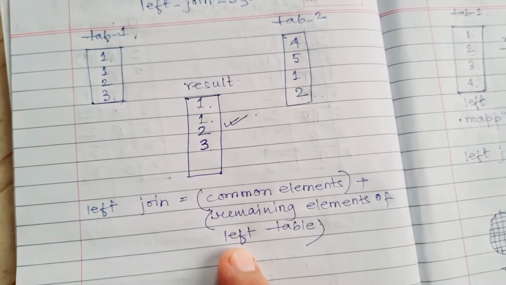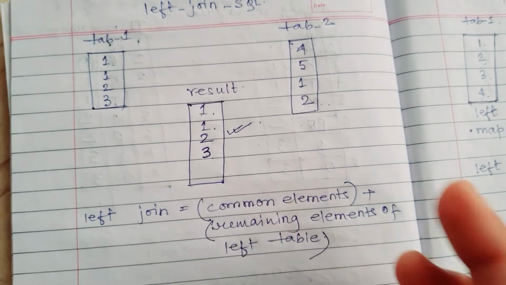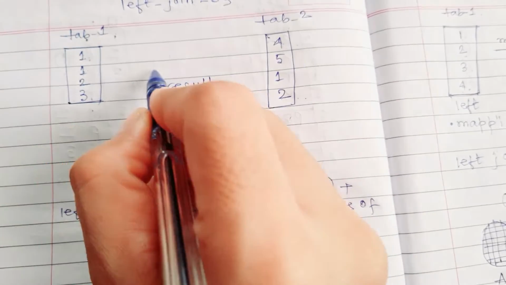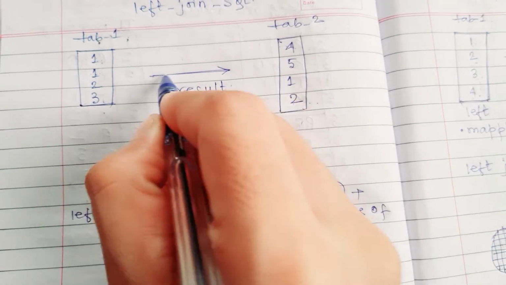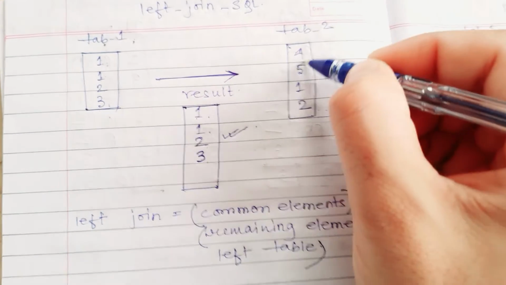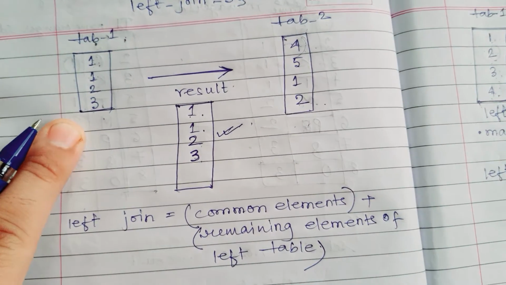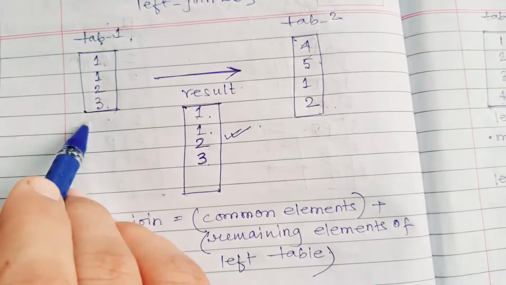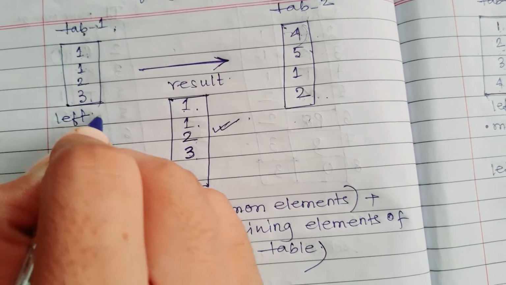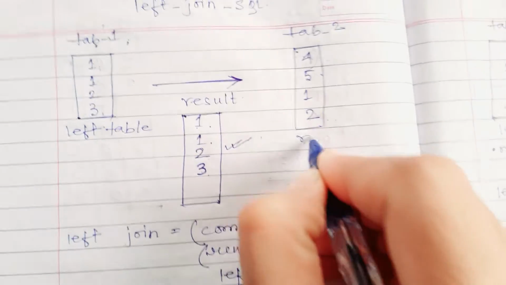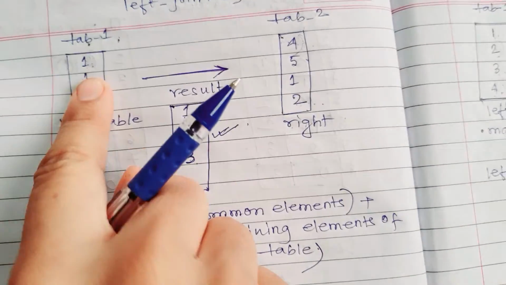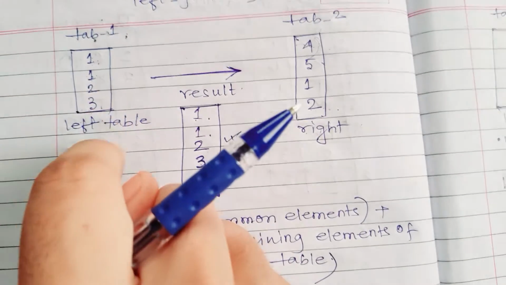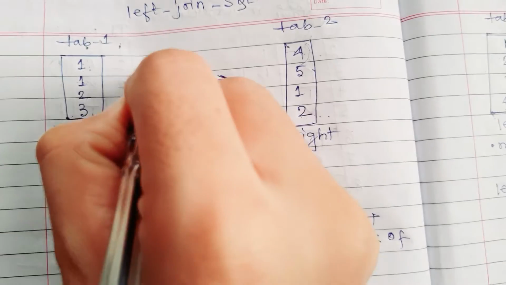Now there should be a question: what is the left table and what is the right table, and how do we understand that? Here you understand that the mapping is going to happen in this way. We took one element from this table and then mapped it with every element of that table. So this is the left table and this is the right table. The mapping was from this to that, not from that to this. So this is the left table and this is the right table. This much is clear.